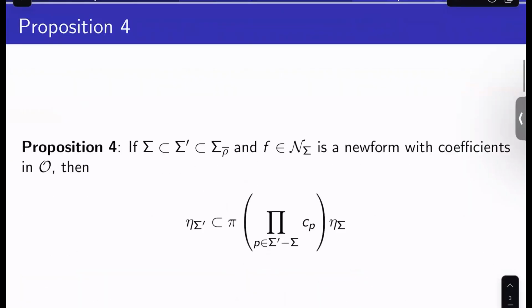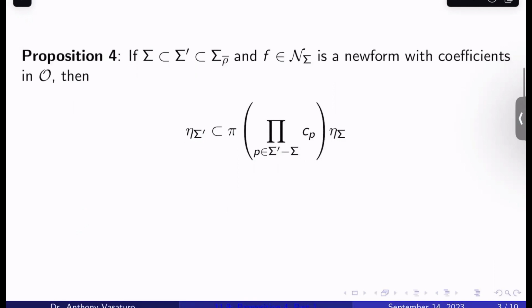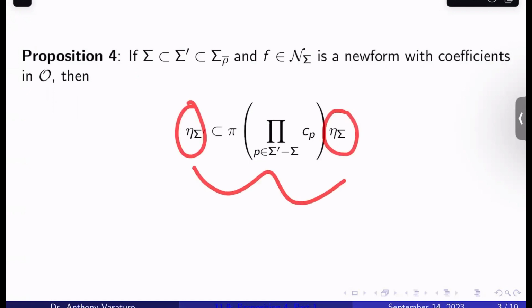Okay. So here's the proposition. This is one of the key propositions we're going to need to formulate a proof of R equals T in the general case. It says if sigma is in sigma prime is in sigma rho bar, and if F is in N sub sigma, and that's a new form with coefficients in O, then actually this congruence ideal, we call it, eta sub sigma prime, is contained in pi of the product of all the CPs over P in sigma prime minus sigma times eta sub sigma. So there's a strong relationship here between eta sub sigma and eta sub sigma prime given by this relationship. Okay, this is a fairly hard result.